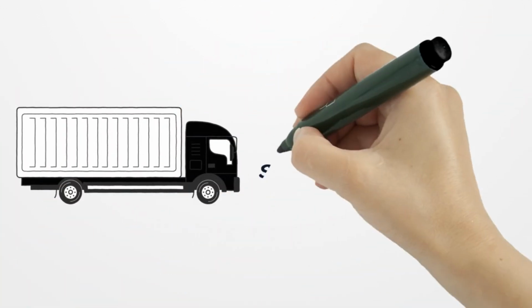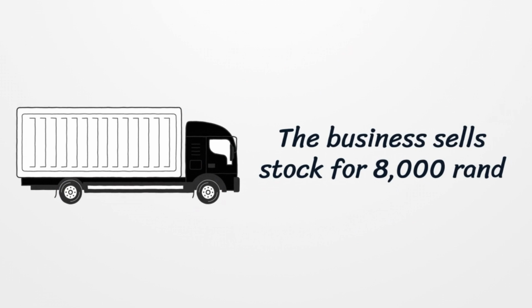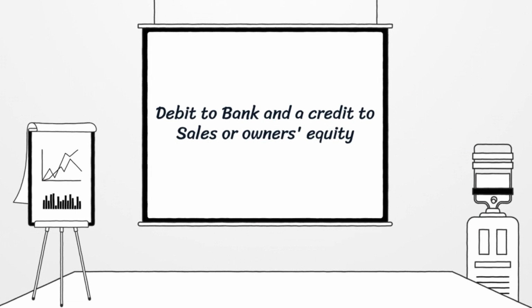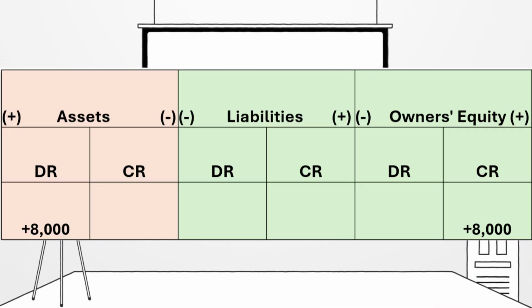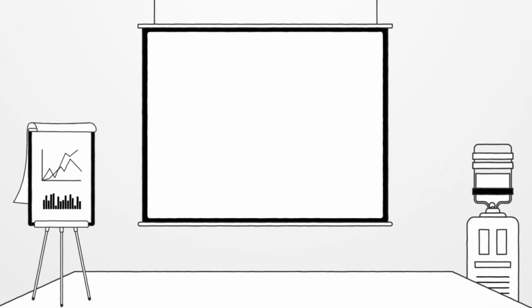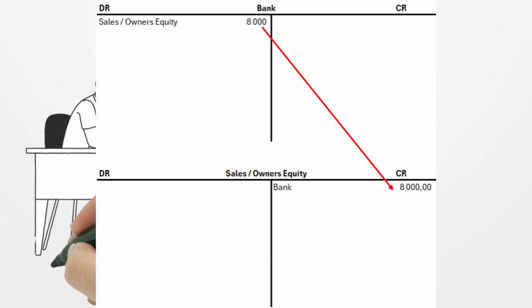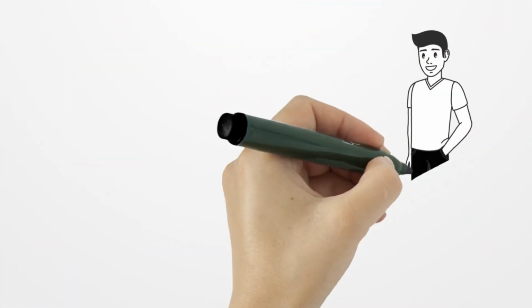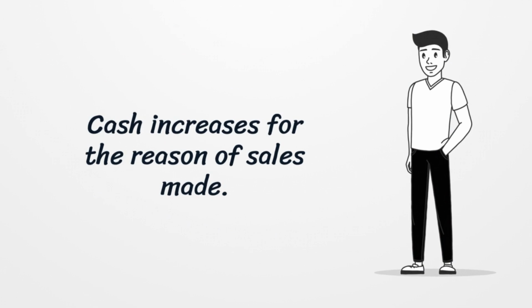Finally, the business sells stock for 8,000 Rand. This is recorded as a debit to bank and a credit to sales or owner's equity. See the accounting equation impact. See the general ledger impact. Cash is an asset, and sales is an income or owner's equity. Cash increases on the left side, which is the debit side, while owner's equity increases on the right side, which is the credit side. Overall, the cash increases for the reason of sales made.